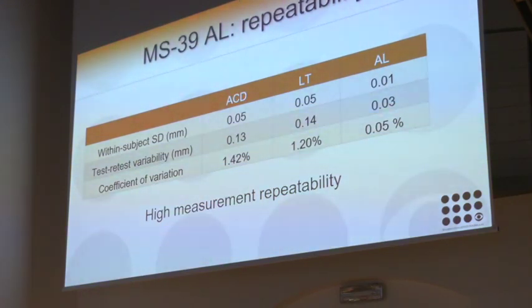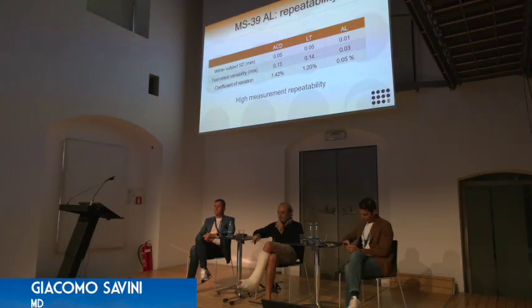I'm just reporting the repeatability for the new values: the anterior chamber depth as measured by optical biometry, lens thickness, and axial length. And you can go directly to the last row, the coefficient of variation, and you see that it is really low. It's around 1.4 and 1.2% for ACD and lens thickness, and just 0.05% for axial length. This is based on 3 consecutive measurements taken with the new MS-39.